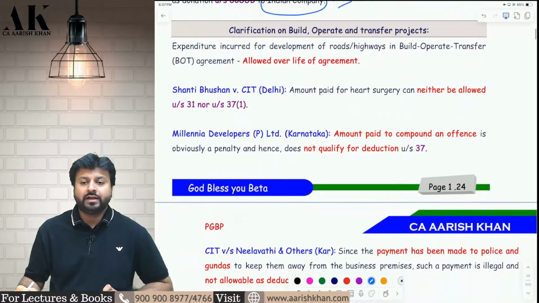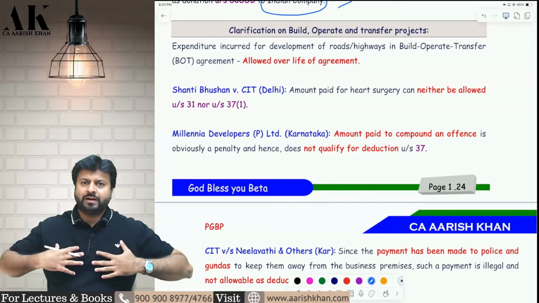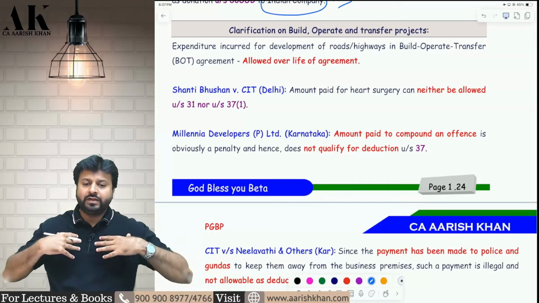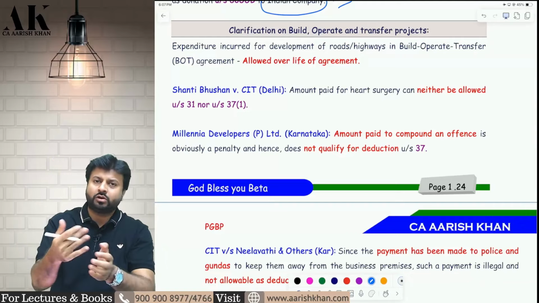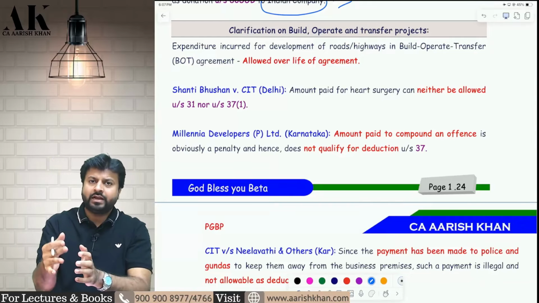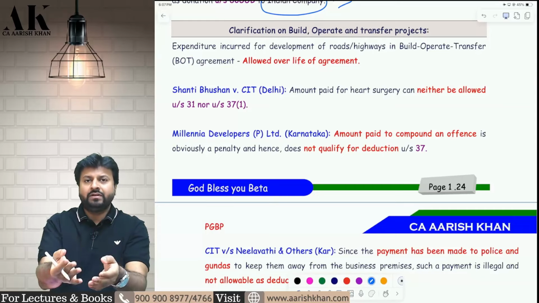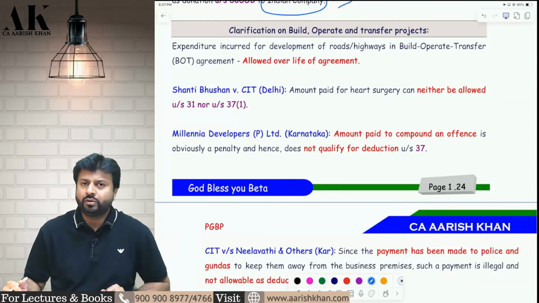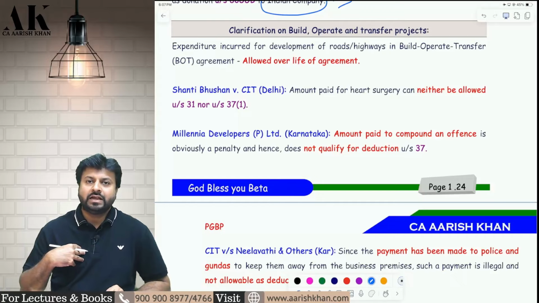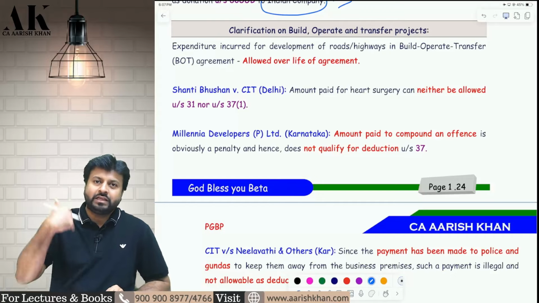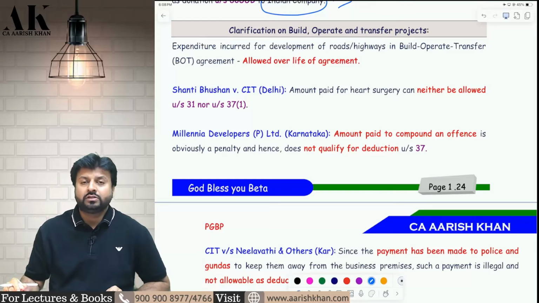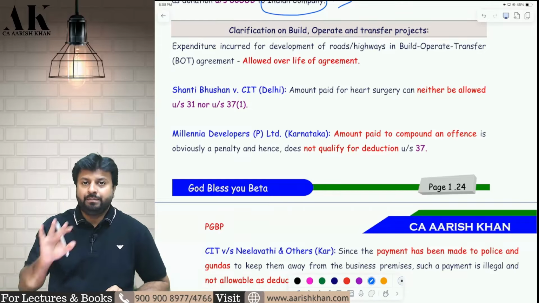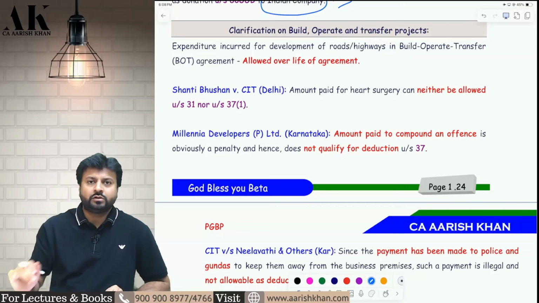Clarification of build, operate and transfer project, which is called a BOT project. What happens in a BOT project? You are the government, I am a private player. You will give me land and tell me to develop a road on that, a bridge on that, and for 10, 15, 20 years I will enjoy that road, maintain it, operate it, construct it, and earn the revenue out of it in the form of toll, etc. After 10, 15, 20 years I will give back the land to you. The land belongs to the government only, it does not belong to me. So in a build, operate, transfer project, I will operate, and then I will transfer to the government.